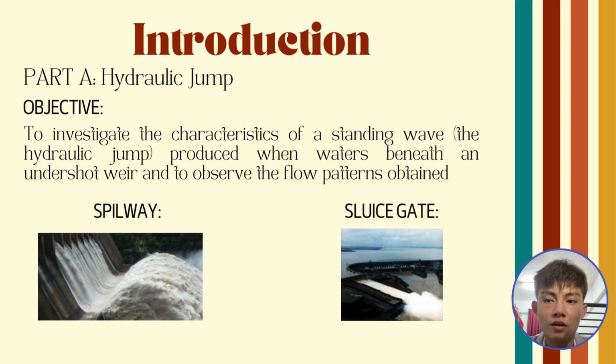So in this experiment, we need to know that this experiment will be conducted in two parts. Part A is the hydraulic jump, and Part B is the force on a sluice gate. In this slide, we can see clearly which one is the spillway and the other picture is the sluice gate. The objective of this experiment, Part A, is to investigate the characteristics of a standing wave, the hydraulic jump, produced when the water flows beneath an undershot weir, and to observe the flow pattern of them.